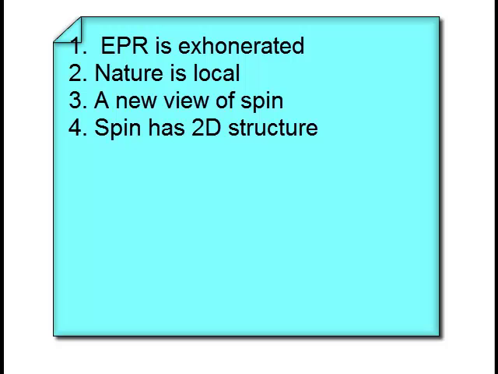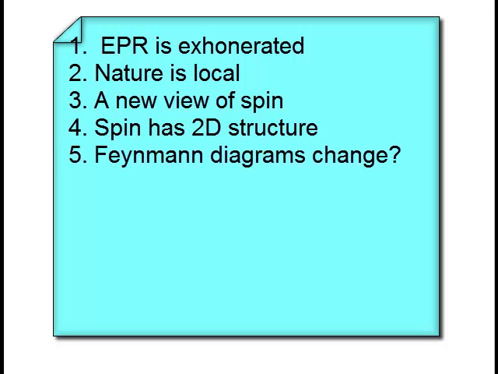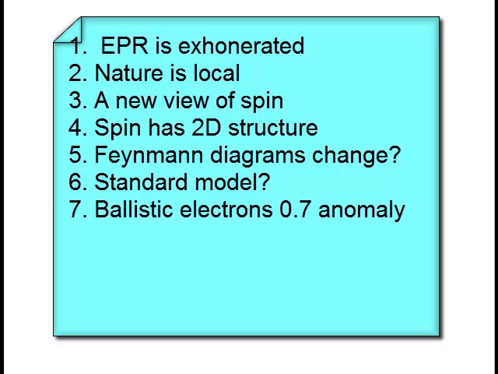We have shown that the coincident probabilities are indeed sensitive to the two-dimensional spin structure, as seen from the filtering settings at 45 degrees apart. Could this mean we have to reconsider collisions and Feynman diagrams? What about the standard model? What about other experiments, like the 0.7 anomaly noticed in ballistic electron experiments? 0.7 is the inverse of the square root of 2. How does symmetry breaking and non-Hermitian states affect the formulation?